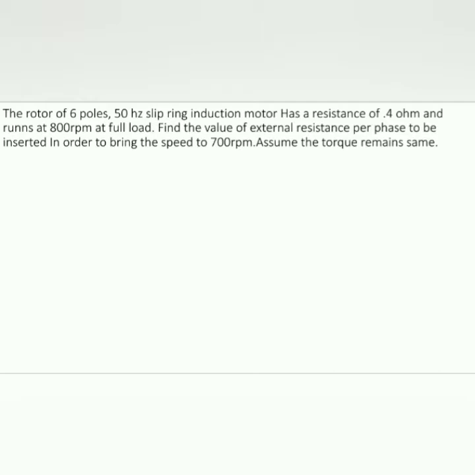The rotor of a 6-pole 50 Hz slip ring induction motor has a resistance of 0.4 ohm and runs at 800 rpm at full load. Find the value of external resistance per phase to be inserted in order to bring the speed to 700 rpm. Assume the torque remains same.